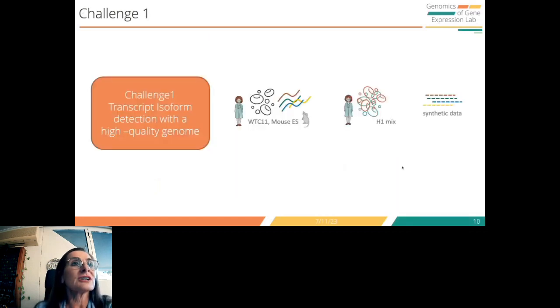So we'll be talking about challenge one. There were 3 challenges. One was about transcript isoform detection with a high quality genome. And then we also have challenge 2 for quantification accuracy, and challenge 3 for identification without high quality genome. But I will be talking today about challenge 1 only. There we have several samples, human and mouse. We also have our SIRVs and some mixtures of cells, and then we also have the synthetic data.